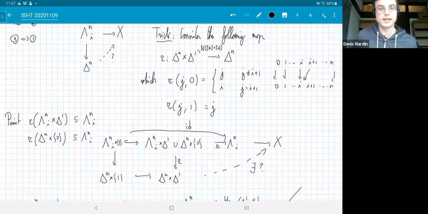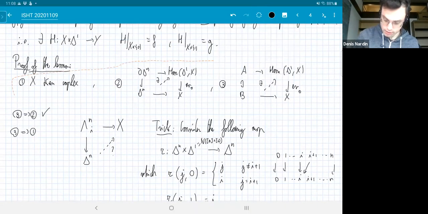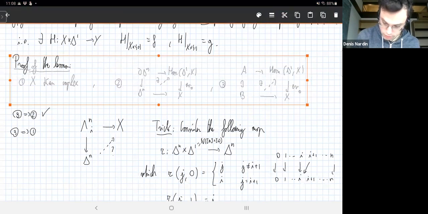somehow extend it to some trivial. The idea is you have this map from a horn, you extend it to some guy here with a degenerate guy here. And then you use this path lifting property. This homotopy lifting property to fill that in and get a filling of the original horn. Okay. So let me copy this since it's going to be useful to have it in front of us.